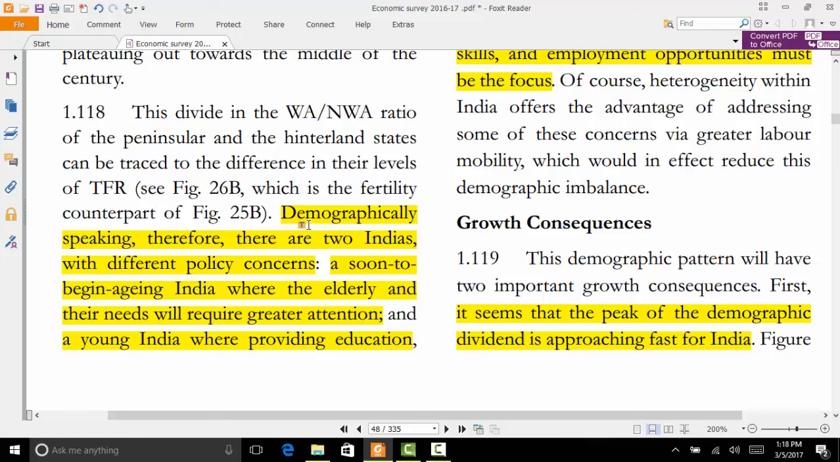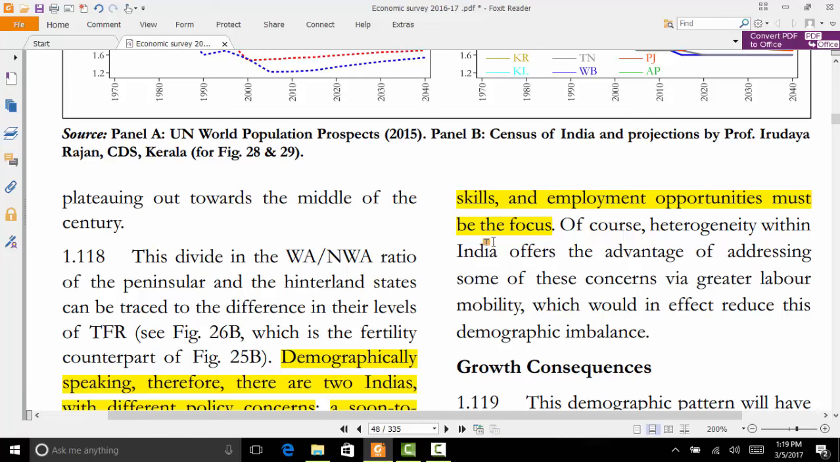In one part, the youth population or their maximum contribution will rise early, but in the hinterland states that potential will come after some period of time. So conditions are different, needs will be different, and policy also has to be different. We cannot have a one-size-fits-all policy for the whole country to capitalize on demographic potential. You can read that in 1.118. Demographically speaking, there are two Indias with different policy concerns: a soon-to-begin aging India, where the elderly and their needs will require greater attention, and a young India, where providing education, skills and employment opportunities must be the focus.